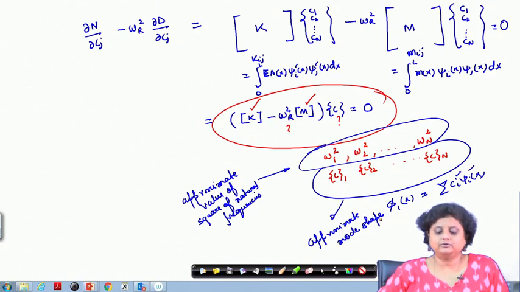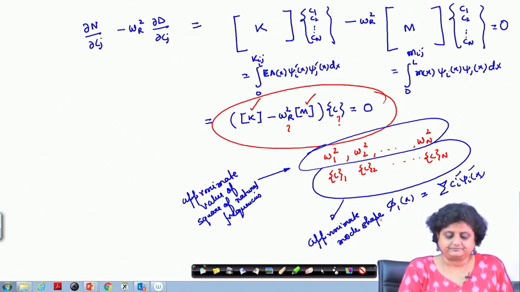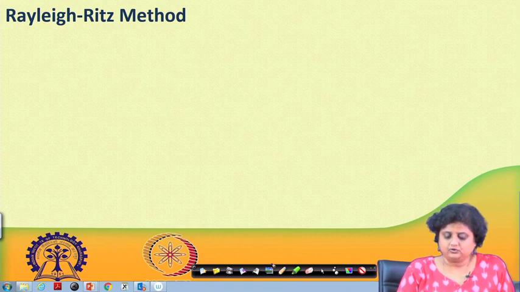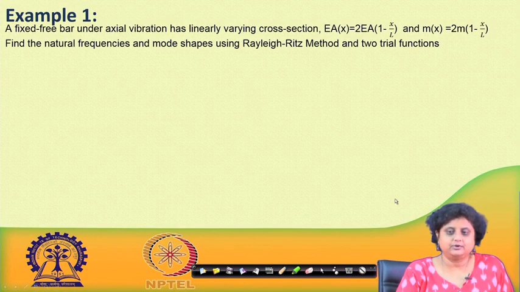Now, we can also see that the accuracy of this approximate natural frequency and mode shape depends on, one, the number of trial functions we use, and two, the nature of the trial functions. If the trial functions are very similar to the actual mode shape of the system, then of course we are going to achieve better accuracy. So, with this we are going to solve an example problem and thereby end the lecture. So, let me get into the example problem.